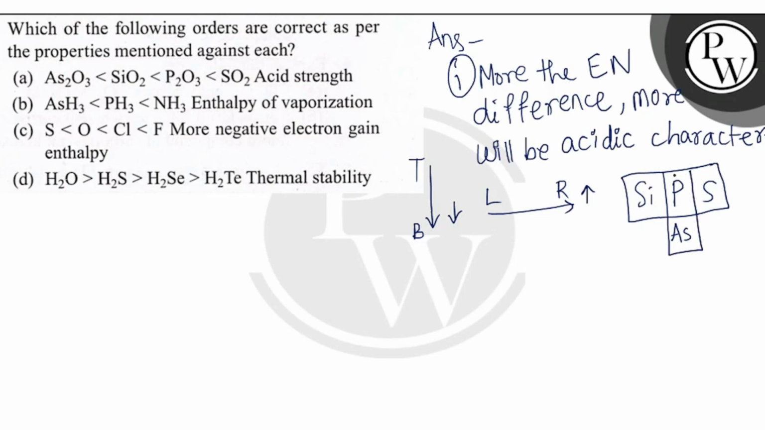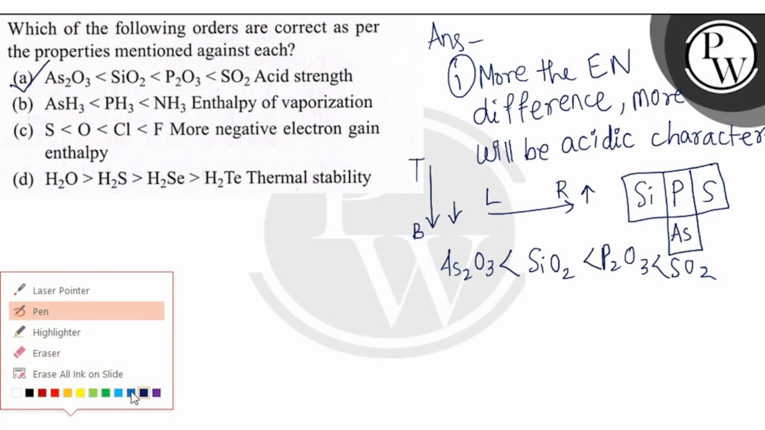So periodically this is the actual arrangement. If we go for the acidic strength of the oxide, the least acidic will be As2O3 as it is present in the fourth period. Then SiO2, then P2O3, then SO2. As we move from left to right, the acidic strength increases. That means option A is correct. So we have to identify not just one answer but whether the other options are correct or not.